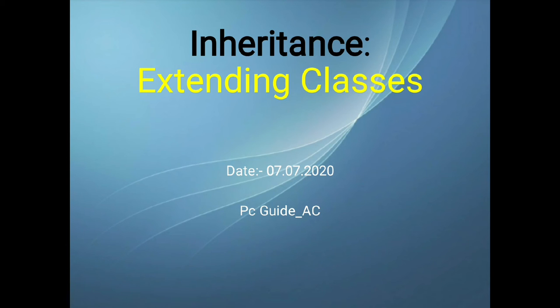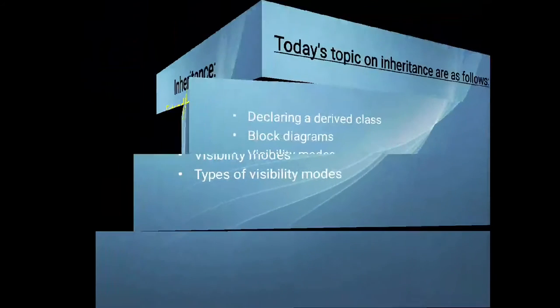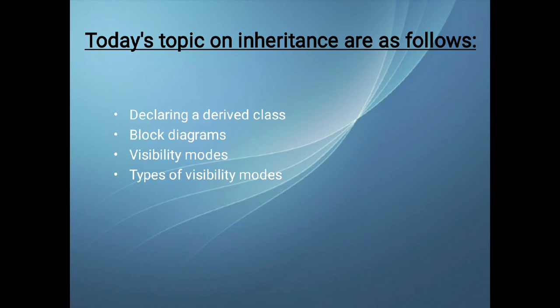So let's start from yesterday's continuation. So today's topic on inheritance are as follows: declaring a derived class. Okay, so block diagrams for declaring a derived class. Okay, visibility modes and different types of visibility modes. So these topics will be explained as follows.